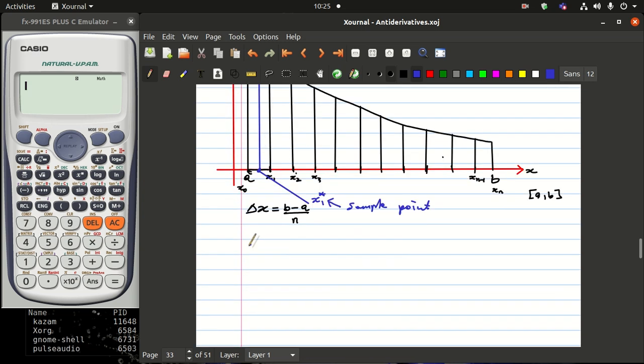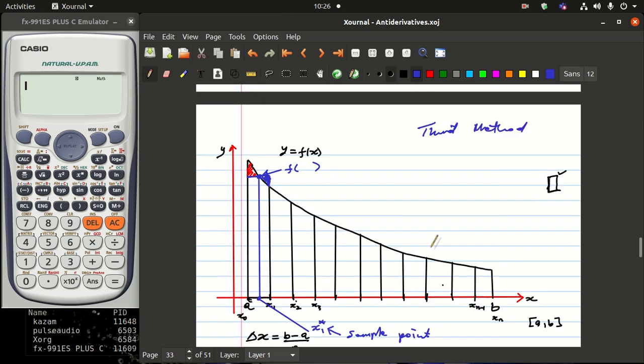So when we want to find the area using the sample point, we end up having the limit as n approaches infinity of the sum as i moves from 1 up to n of f of x_i star, with a dot there to say it's a sample point, times delta x.